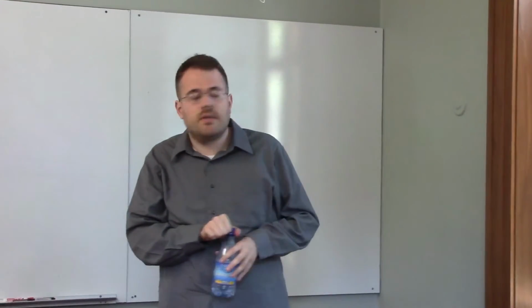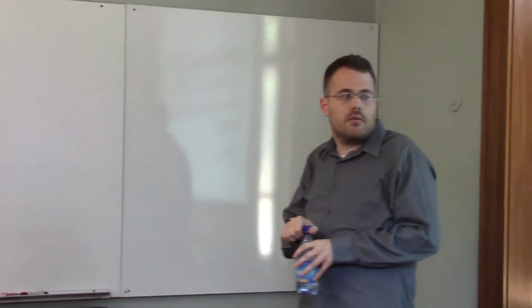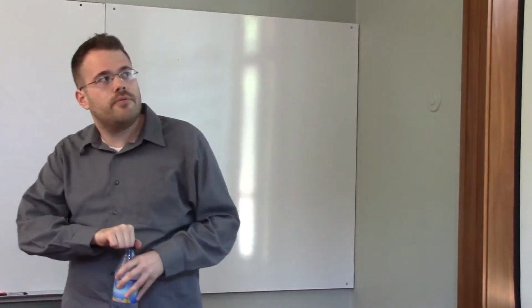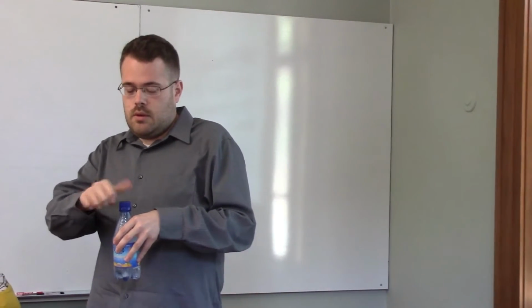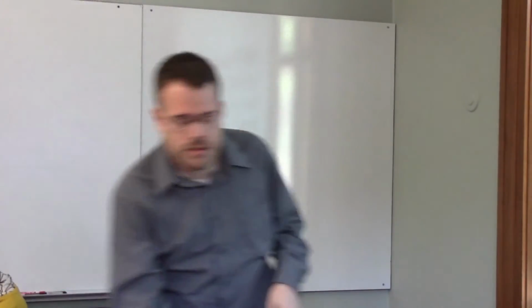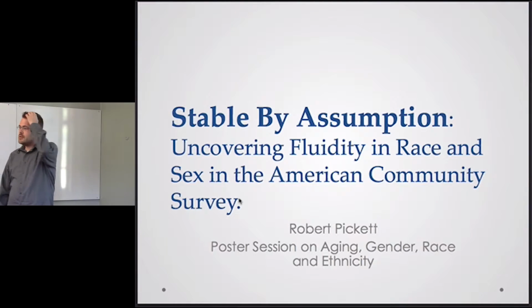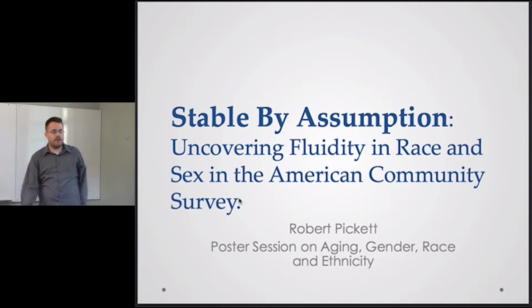So my poster is Stable by Assumption, Uncovering Fluidity in Race and Sex in the American Community Survey. And it's in a poster session on aging, gender, race, and ethnicity, which is on the Thursday afternoon. As for what feedback I'd be interested in, this is part of a longer project, so if you have major concerns about the scope or the focus, that's great. This one in particular will focus a lot on the methodology and the math, so if you have critiques on that, that'd be great as well. So really, just whatever comments you have would be great.